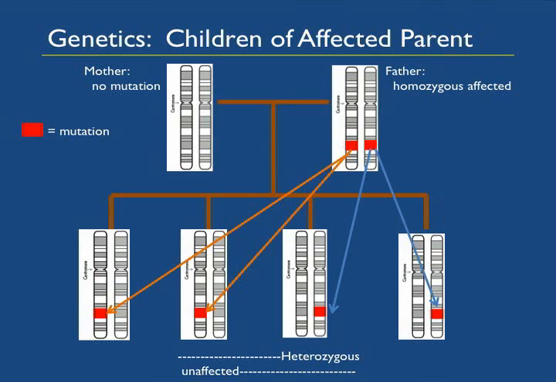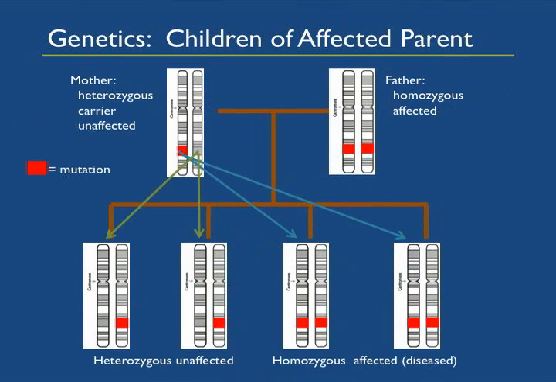In the first case, you see one parent, the father, who has both mutations and has the disease. He is a homozygous affected individual. The mother, however, does not have any mutations. In this case, all children will inherit one copy of the mutated gene and one normal copy, and they will not have a disease. The next picture shows the genetics of children of an affected parent and a heterozygous parent.